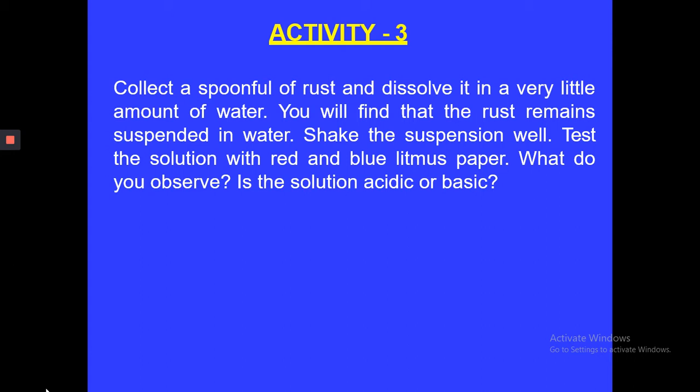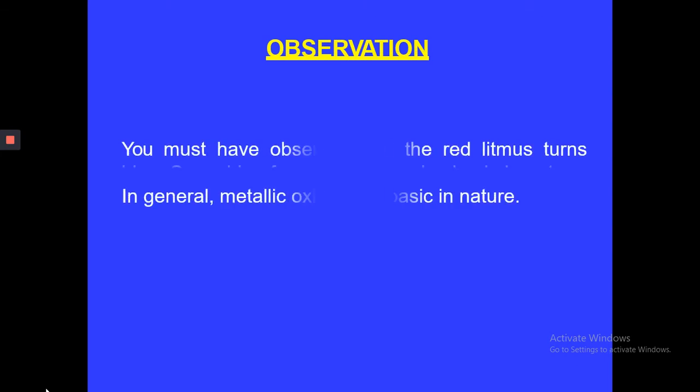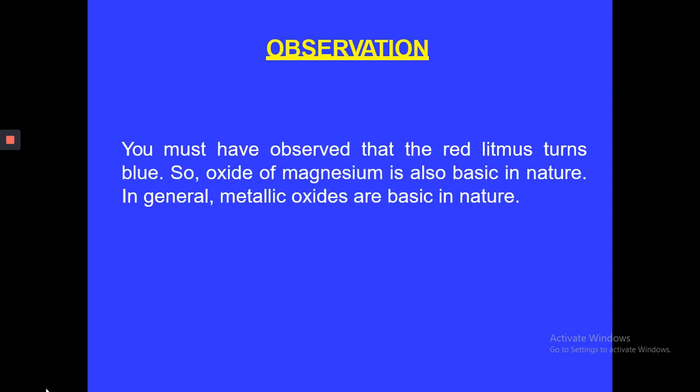What do we observe? Is this solution acidic or basic? Our observation is that the red litmus turns blue. So oxides of magnesium and oxides of iron are all basic in nature. So in general we can say that metallic oxides are basic in nature.